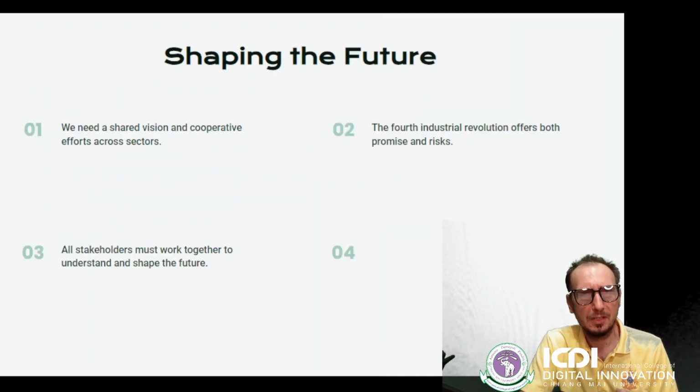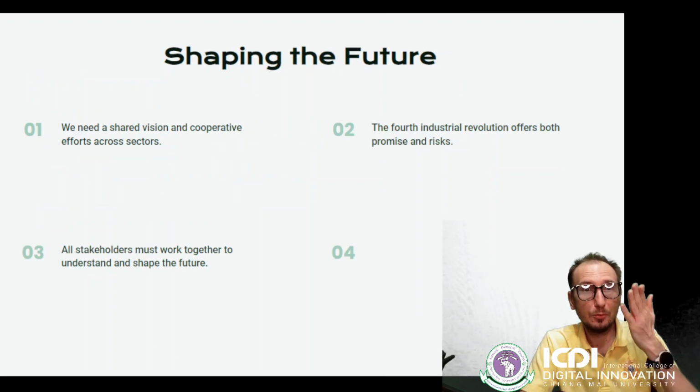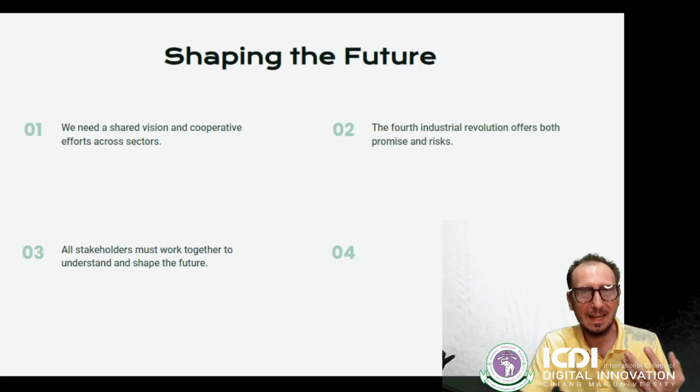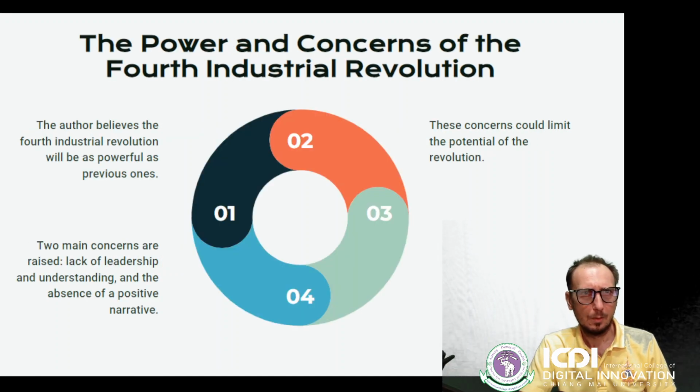To conclude, the fourth industrial revolution offers great promise and potential risks. It is up to us, governments, businesses, academia, civil society, and individuals to work together to understand these changes and shape a future that benefits everyone. We must create a shared vision and cooperative efforts across all sectors to use the power of this revolution for the common good for everyone. We believe that the fourth industrial revolution will be as powerful and important as the previous three.